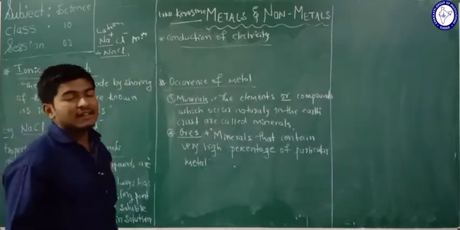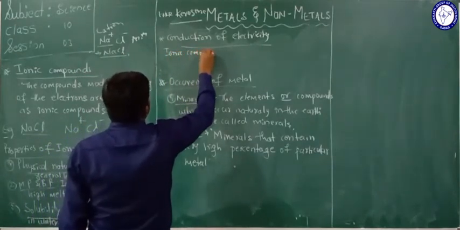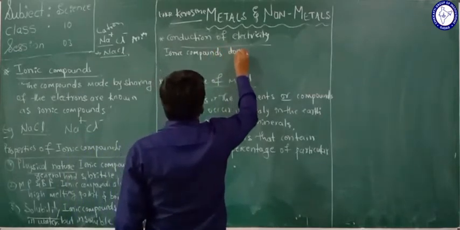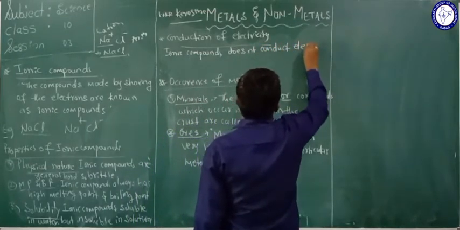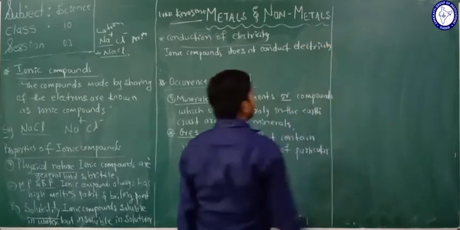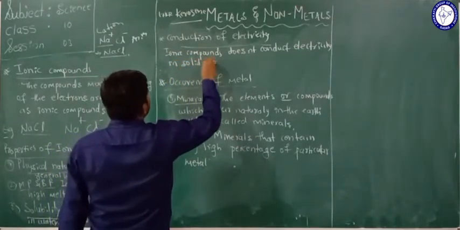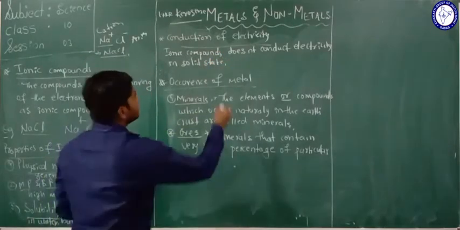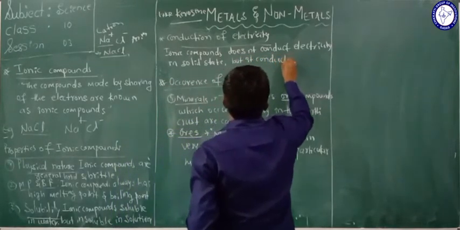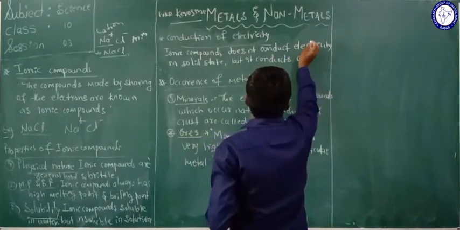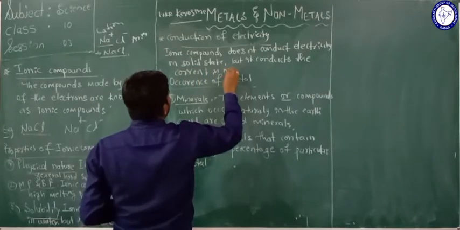And conduction of electricity, how does it work? Ionic compounds don't conduct electricity in a solid state, but they conduct current in a molten or liquid state.